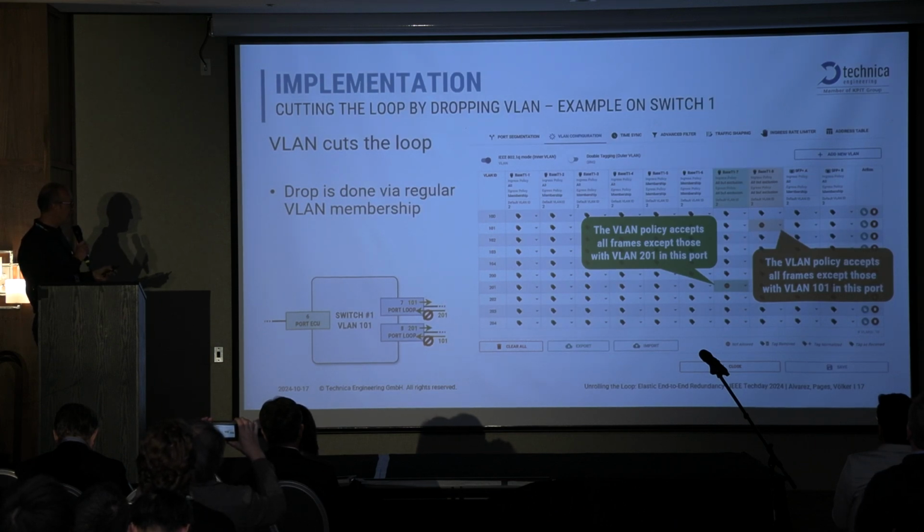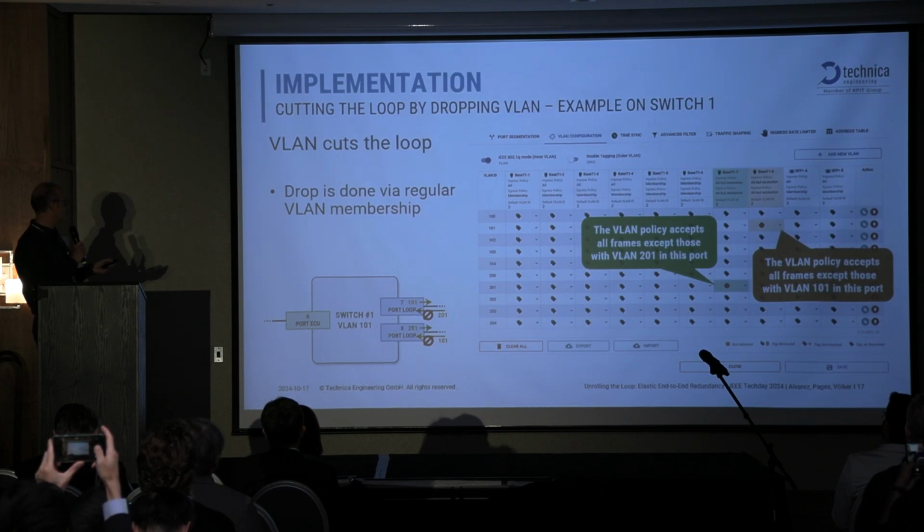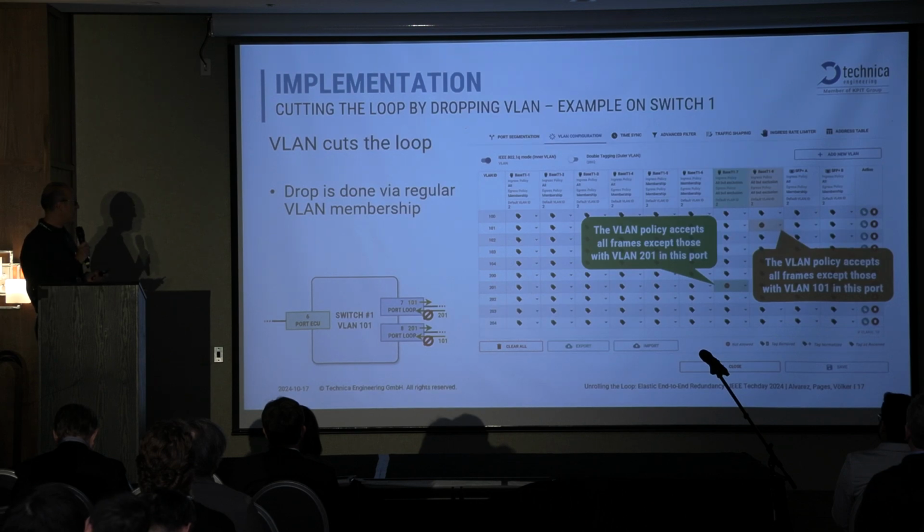With the VLAN membership list, we can drop the frames at ingress depending on the VLAN. So for instance, in switch number 1, we can drop frames with VLAN 101 and 201 just when they complete the loop, preventing them from re-entering the loop, so breaking the loop.